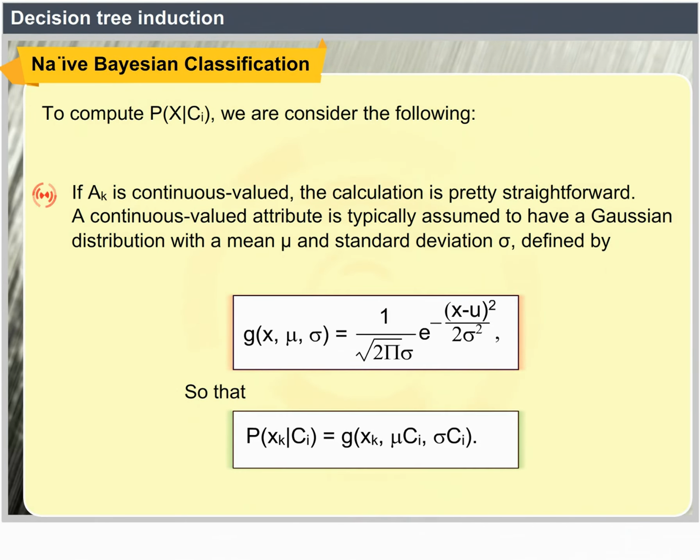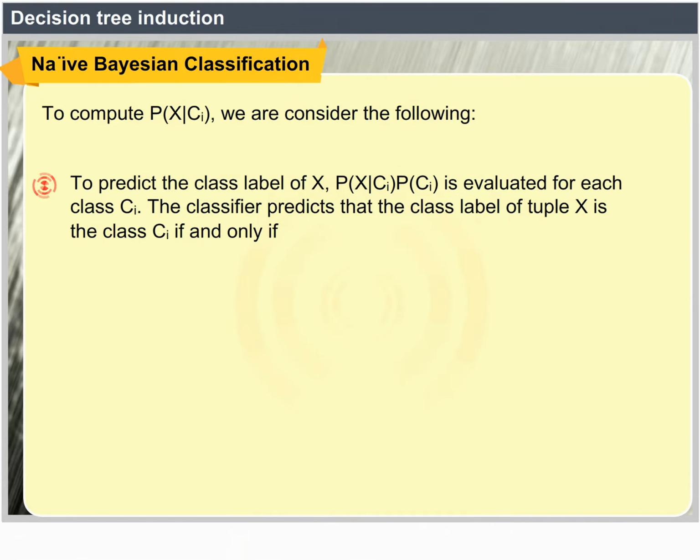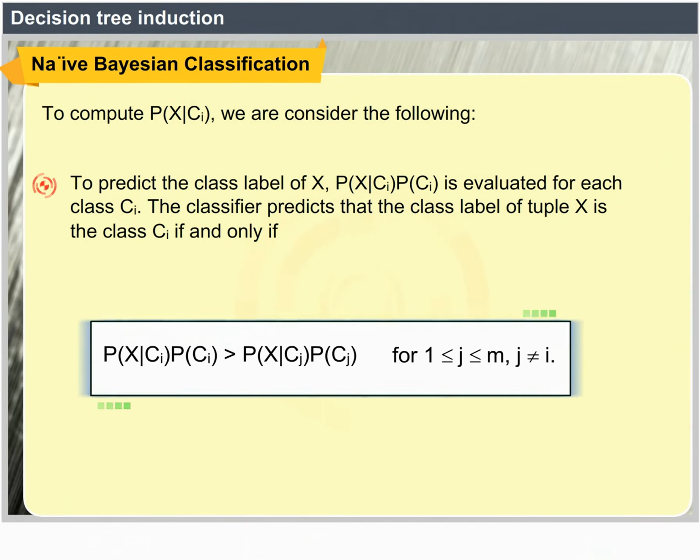To predict the class label of x, P(x|Ci)P(Ci) is evaluated for each class Ci. The classifier predicts that the class label of tuple x is the class Ci if and only if P(x|Ci)P(Ci) is greater than P(x|Cj)P(Cj), for j lying between 1 and m, and j not equal to i.